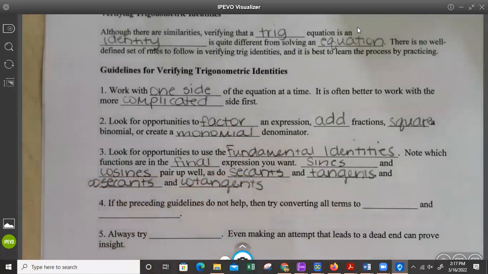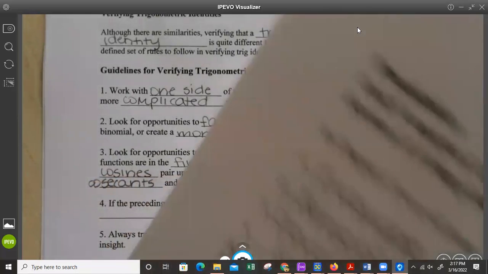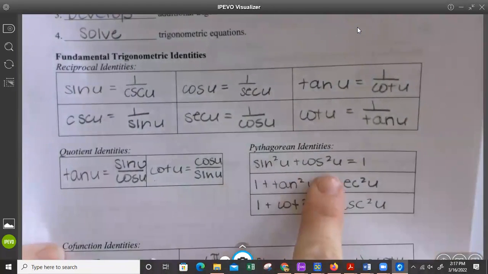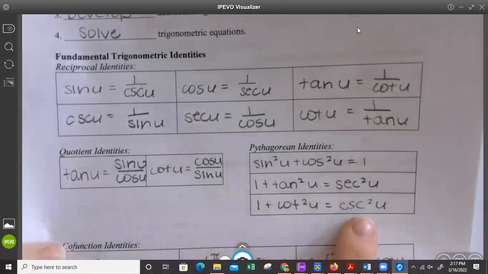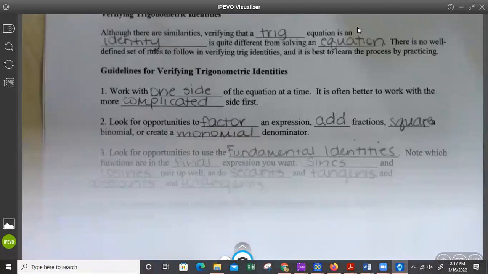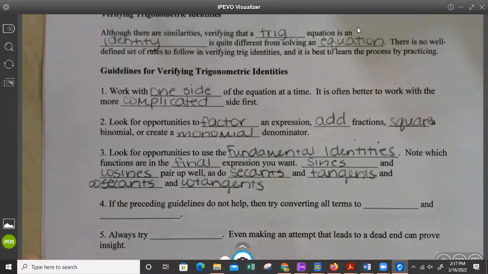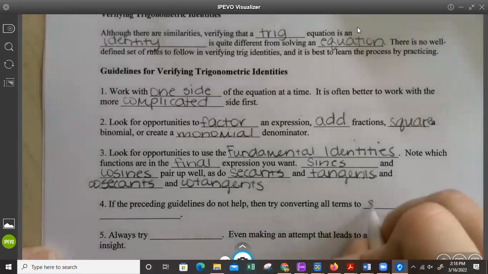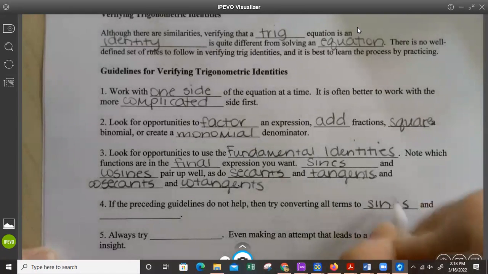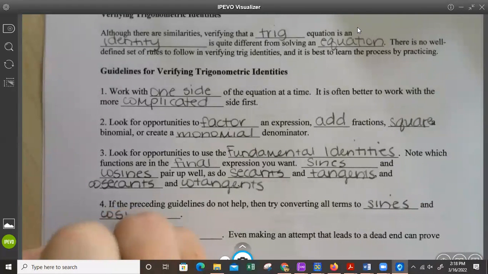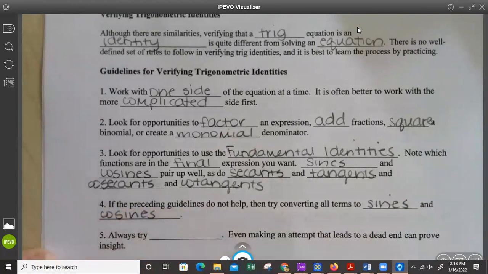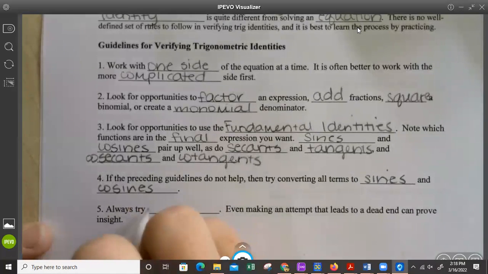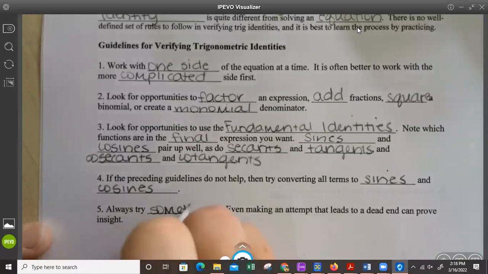And if you think about your trig identities, I'm gonna cover this up. I'll uncover it in a minute. Sine and cosine are together, tan and secant, and cotan and cosecant. So that's all it's saying, is they match up well together. If the preceding guidelines do not help, then try converting all terms to sines and cosines. And always try something. Even making an attempt that leads to a dead end can provide insight.